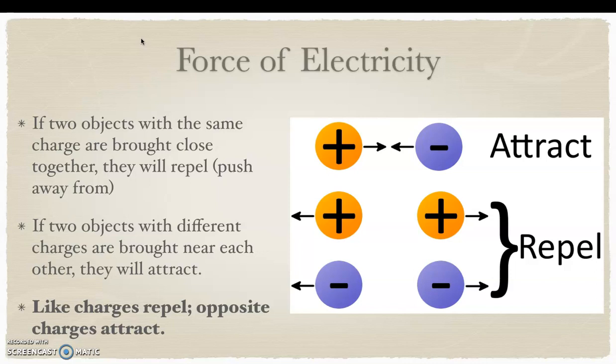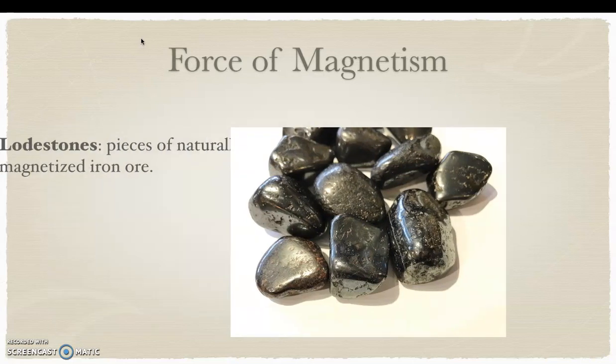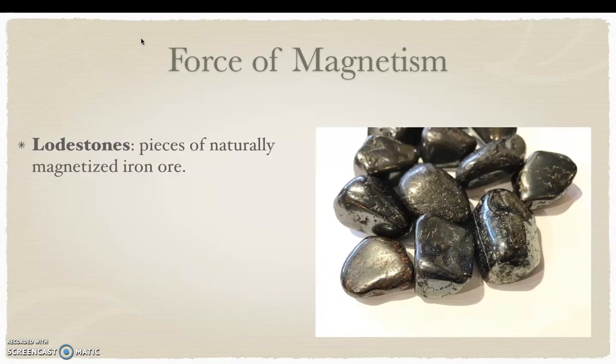So moving on, now this is the force of electricity. Let's learn about the force of magnetism. First off, we do have to know about lodestones. Why do we have to know about lodestones? A compass uses magnetism. The first compass was made with this stone, known as lodestone, because this stone itself has magnetism. So lodestones are pieces of naturally magnetized iron ore, and for the first compass we used lodestones because they have magnetism.